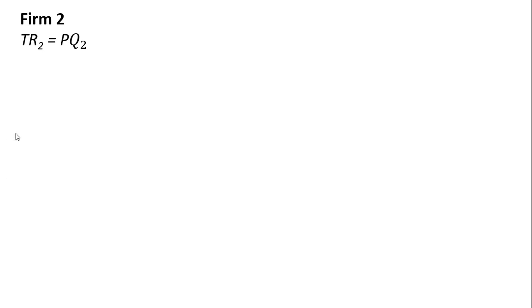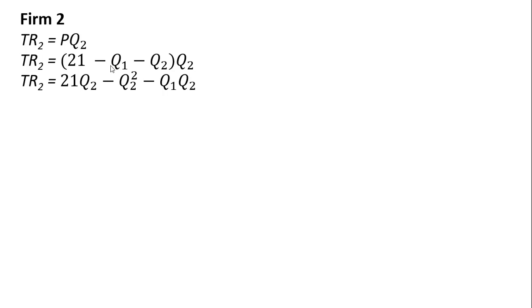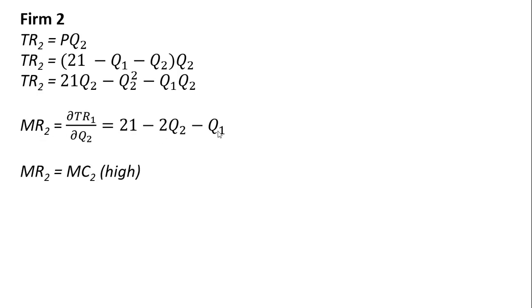We're going to start with Firm 2. Firm 2's total revenue is price times Firm 2's output. So substituting in our inverse demand from the first slide for P, and simplifying here, multiplying this Q subscript 2 through what's in parentheses. And now taking a partial derivative of the total revenue function with respect to Firm 2's output, we get this result. I'm going to take this marginal revenue now and set it equal to marginal cost.